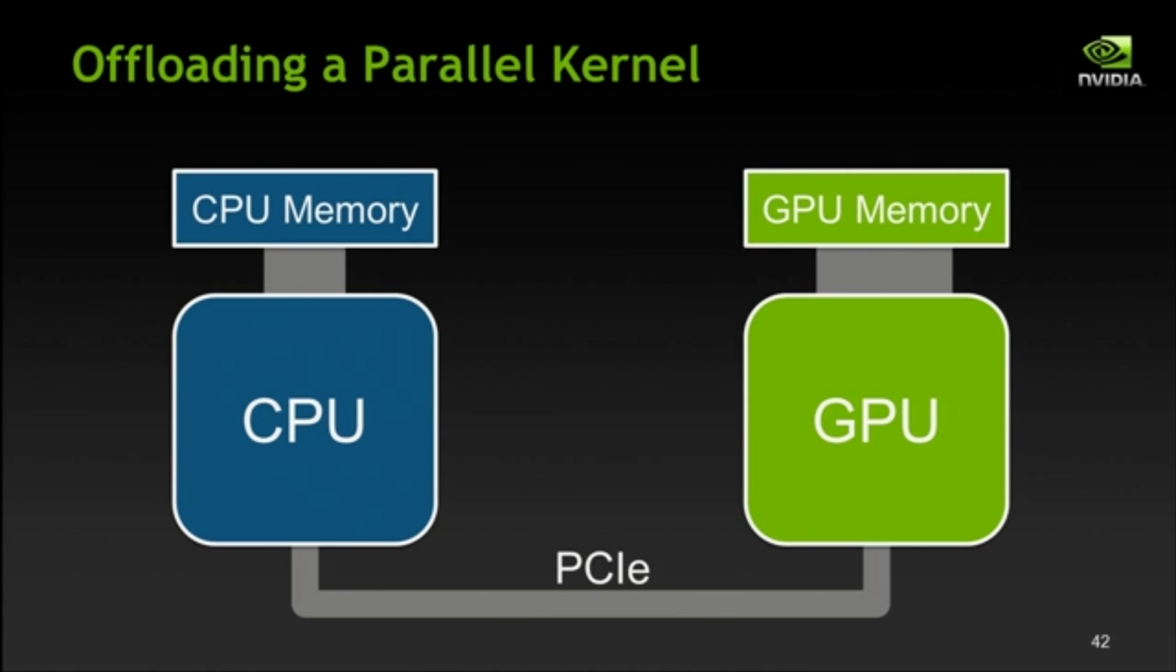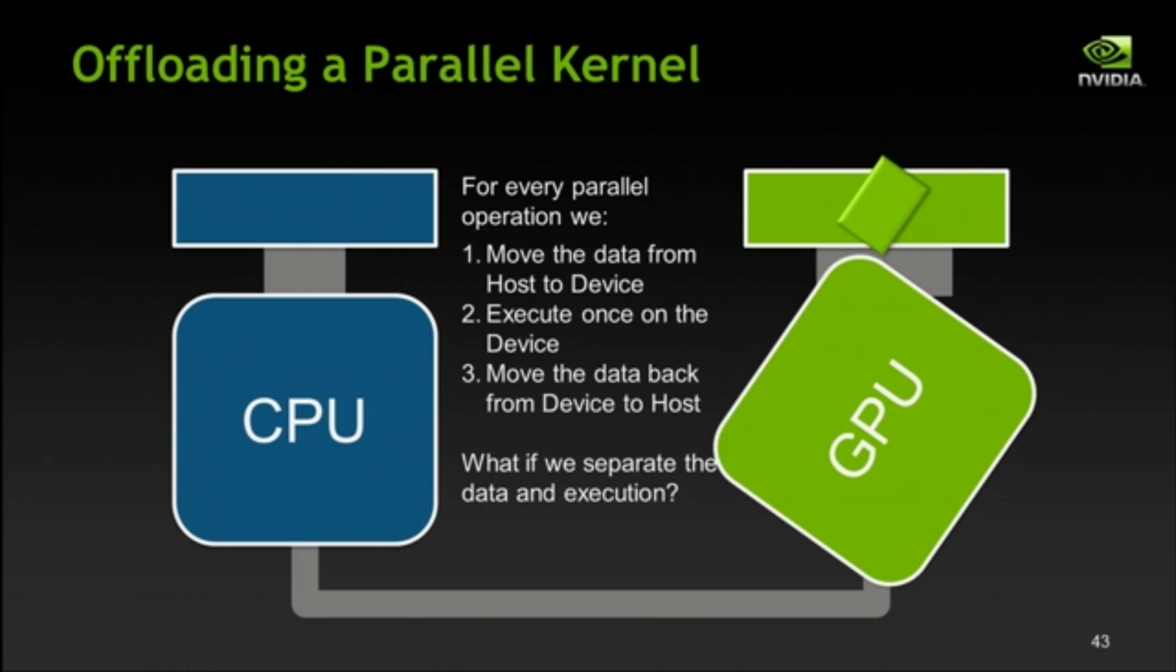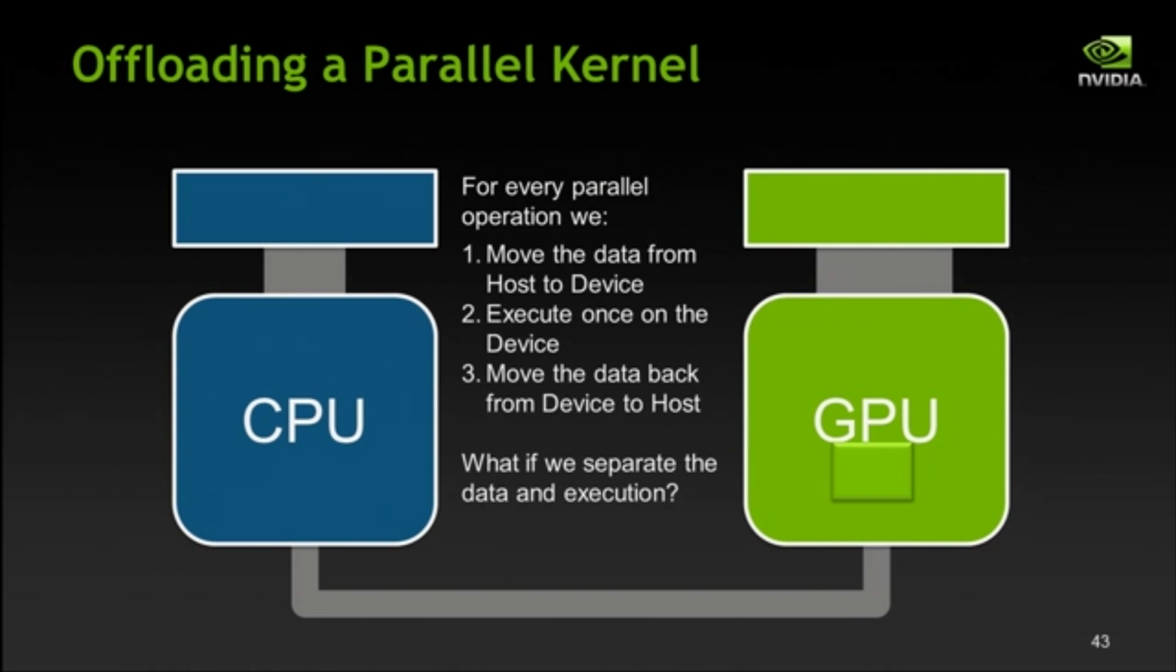So what happens when we offload our work is, first, for every parallel operation, we're going to copy the data that we need from the CPU to the GPU. We'll compute on it one time, and we'll return the data back. So that's what we're doing when we just insert these parallel directives. And so if we do a lot of computation, there's going to be a lot of movement across this little pipe. So what we need to think about is, how can we separate these two concerns?